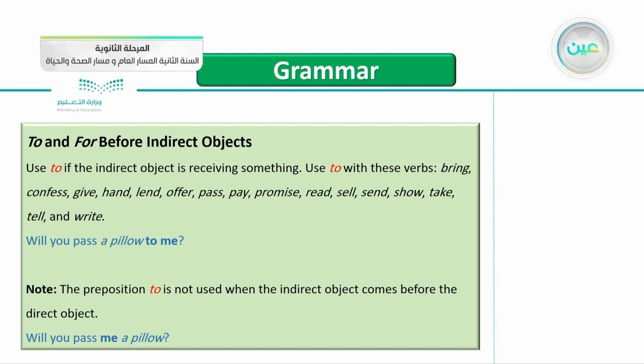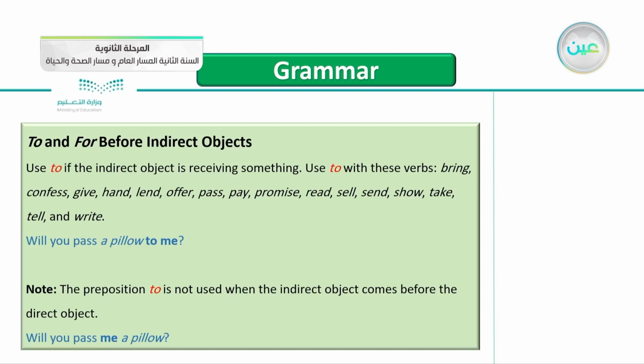For example here, will you pass a pillow to me? Will you pass? Pass is one of the verbs here. Will you pass a pillow to me? Not for me, to me. Note that the preposition to is not used when the indirect object comes before the direct object.